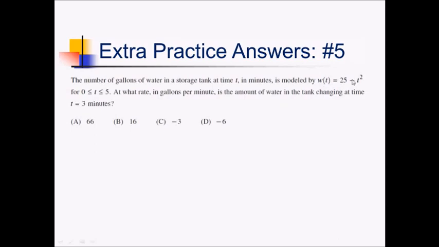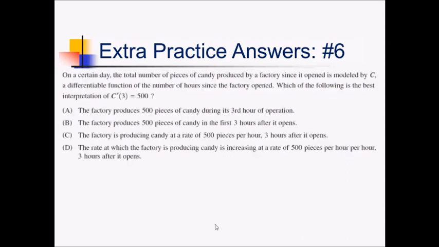Let's find w prime of t first. That's going to be minus 2t. And now we're just going to plug 3 into that, giving us a value of negative 6. And that's going to be negative 6 gallons per minute, which is choice D.